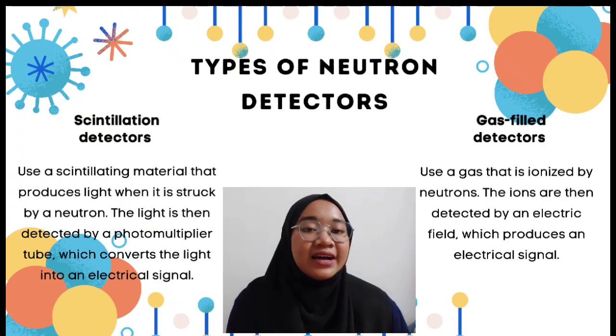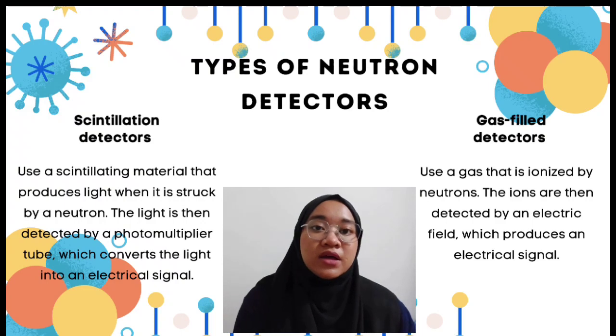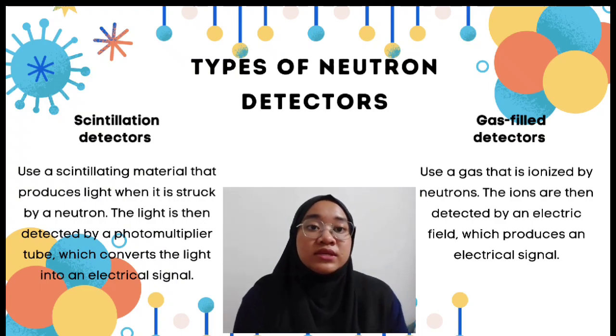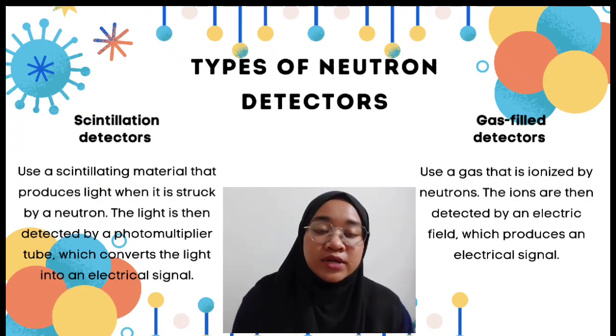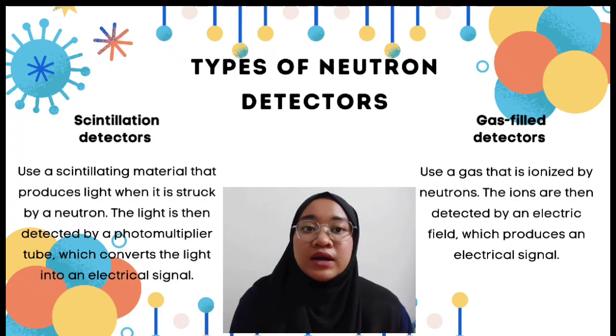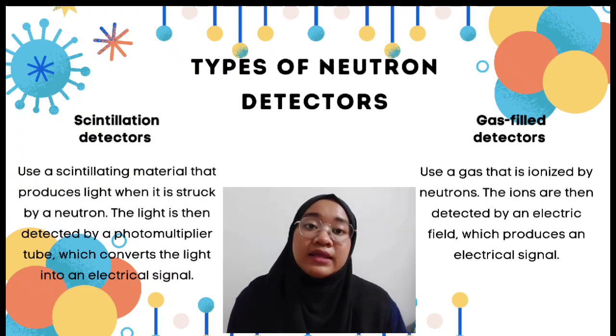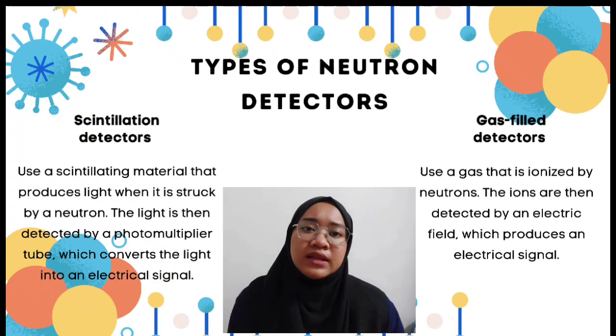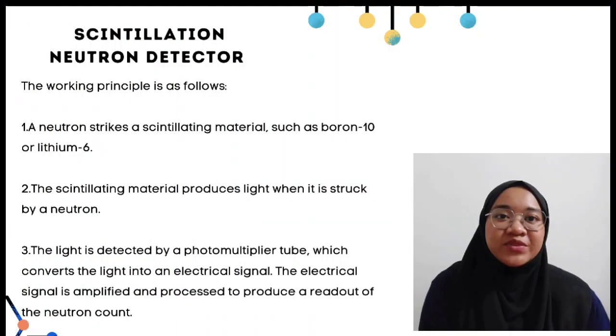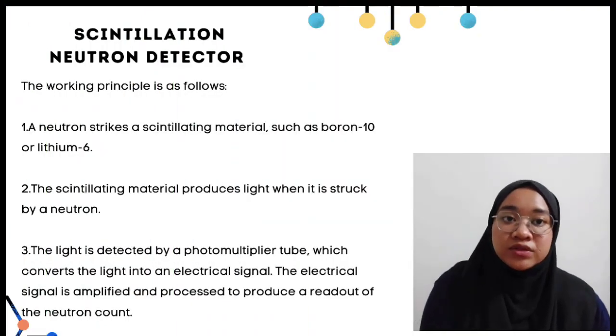The second type of neutron detector is the gas-filled detector, which uses a gas that is ionized by neutrons. The ions are then detected by an electric field, which produces an electrical signal. Now let's move on to the working principle of the scintillation neutron detector.